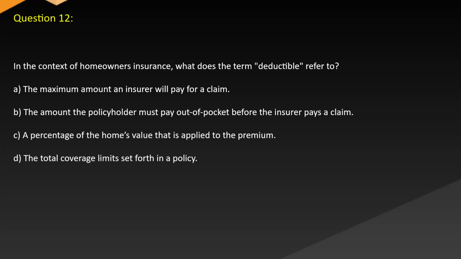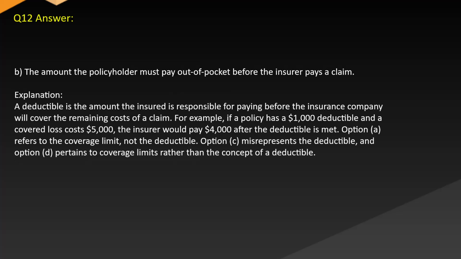Question 12. In the context of homeowners insurance, what does the term deductible refer to? A. The maximum amount an insurer will pay for a claim. B. The amount the policyholder must pay out of pocket before the insurer pays a claim. C. A percentage of the home's value that is applied to the premium. D. The total coverage limit set forth in a policy. Answer: B. The amount the policyholder must pay out of pocket before the insurer pays a claim.